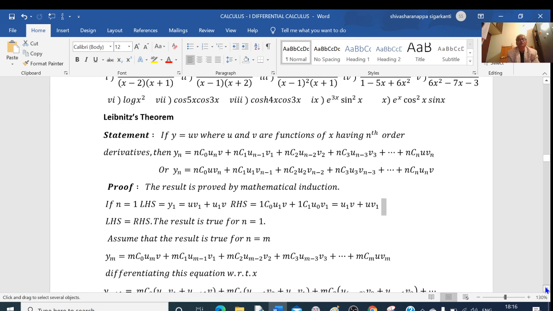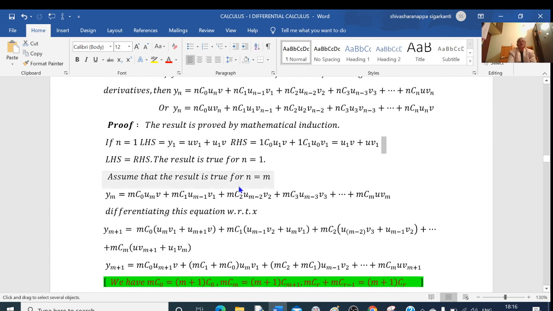Next step, I will assume that the result is true for n equal to m. That is replace n by m here. I am getting y_m equal to mC0 u_m v plus mC1 u_{m-1} v_1 plus mC2 u_{m-2} v_2 plus and so on mCm u v_m. This we are assuming. I have to prove that the result is true for n equal to m plus 1 also. So that means I will differentiate this with respect to x once.